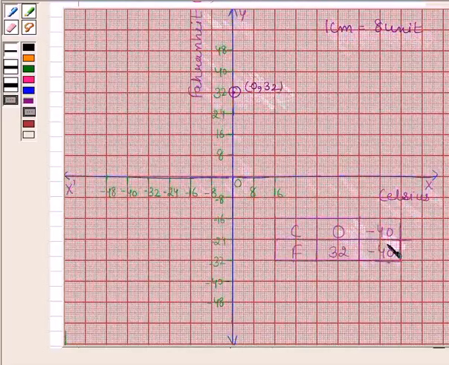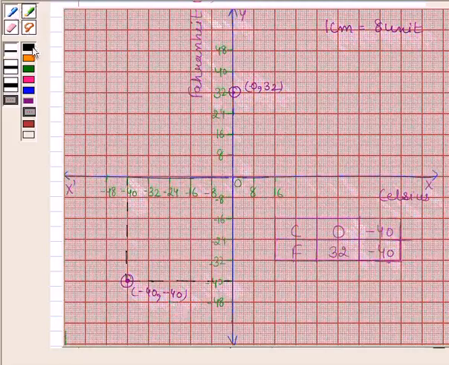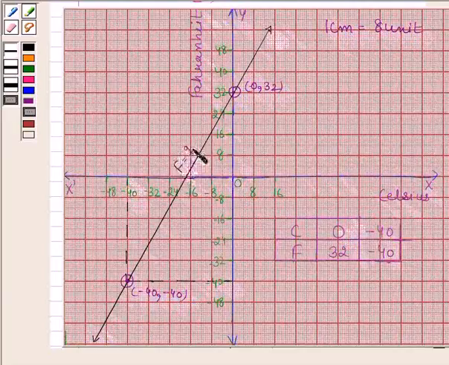Second point is minus 40, minus 40. This means when C is equal to minus 40, then F is also equal to minus 40. Let's now draw the perpendicular lines from C equals to minus 40 and F equals to minus 40. The point of intersection of these two lines is the required point, minus 40, minus 40. Let's now join these two points by a straight line. This line is representing the equation F is equal to 9 by 5 into C plus 32. This is our required answer. So this completes the first part.